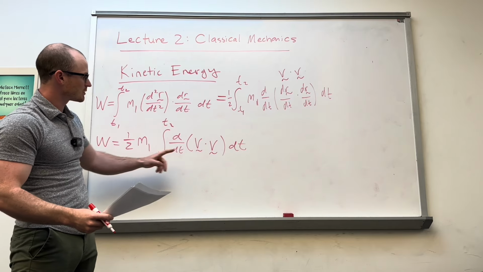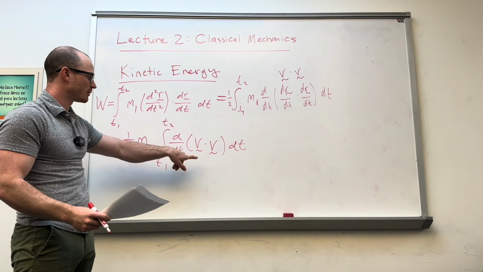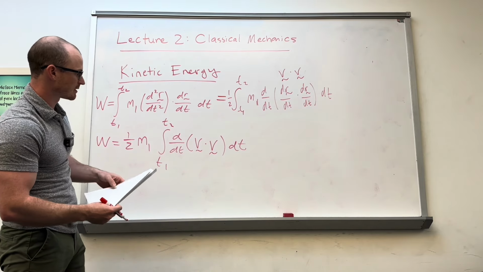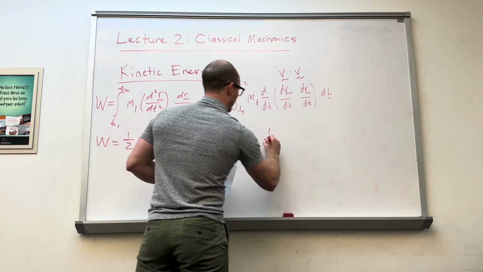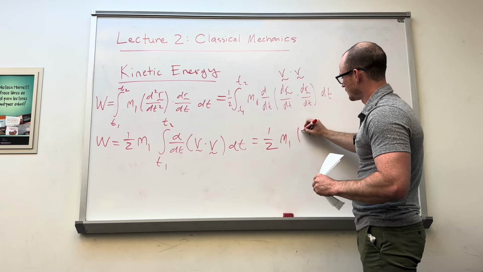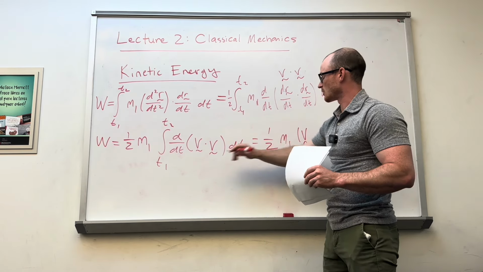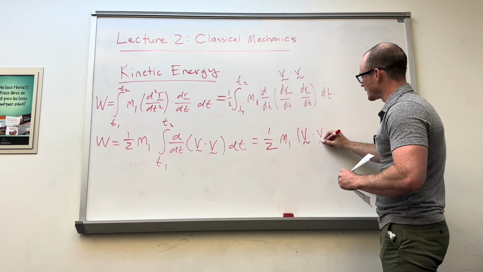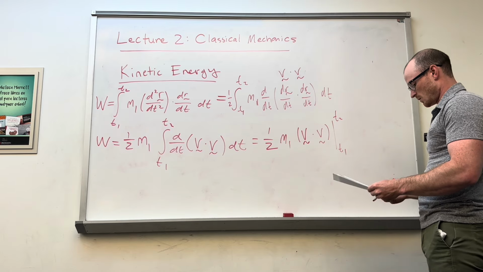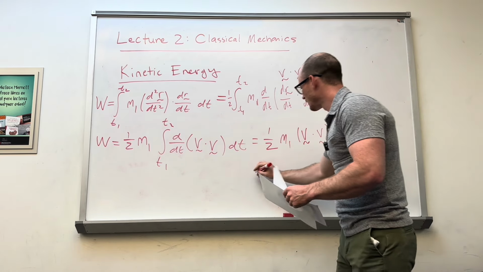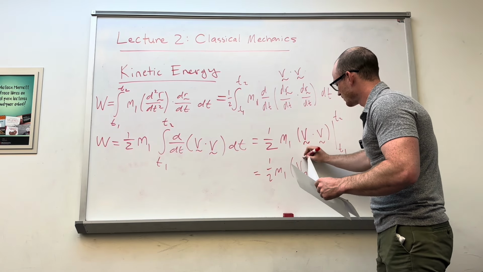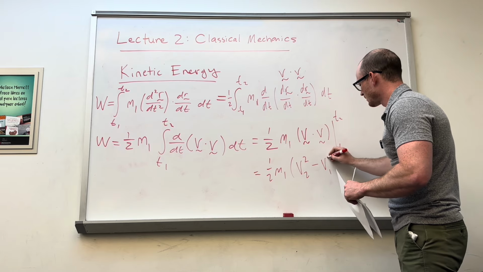What happens when you take an integral with respect to a variable of a derivative of something with respect to the variable? Well, the fundamental theorem of calculus says that it's pretty easy to do that. We just take whatever this is as our integrand, as our solution. So we're going to have v dot v evaluated from t1 to t2. Well, what is this? This is just 1/2 m1 times v2 squared minus v1 squared.